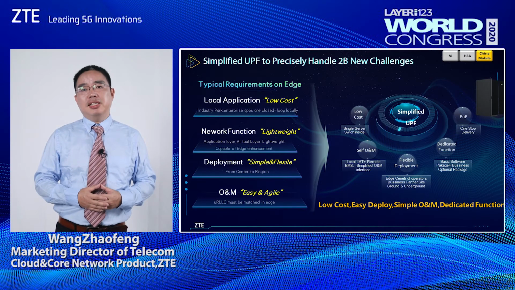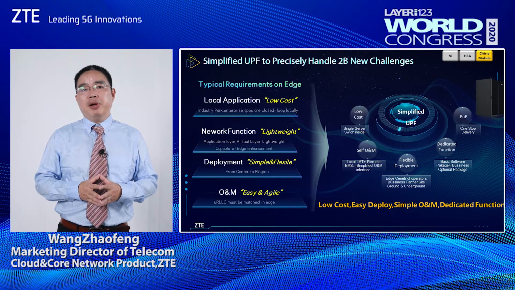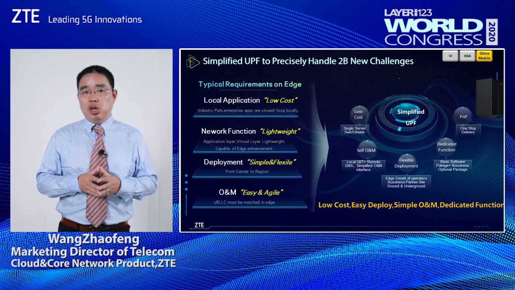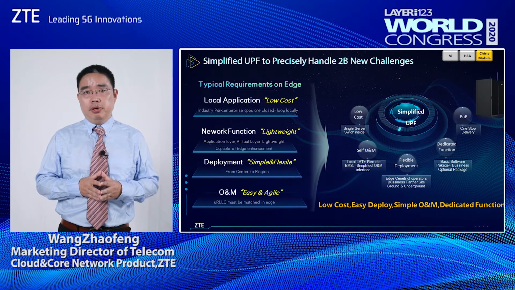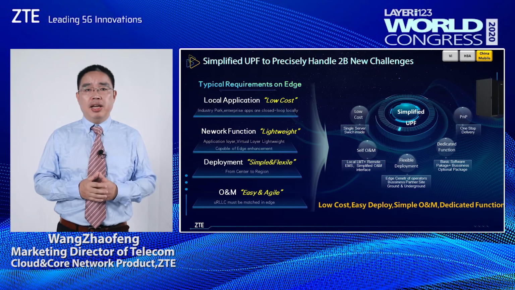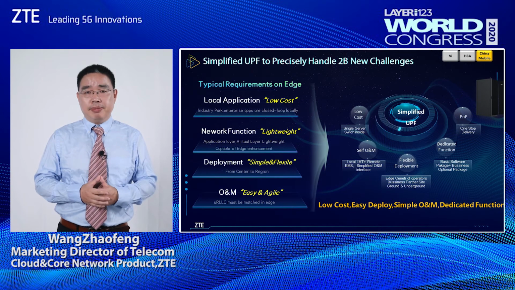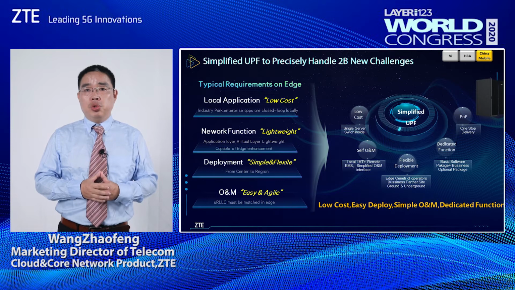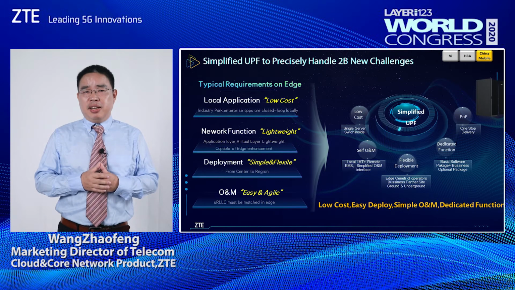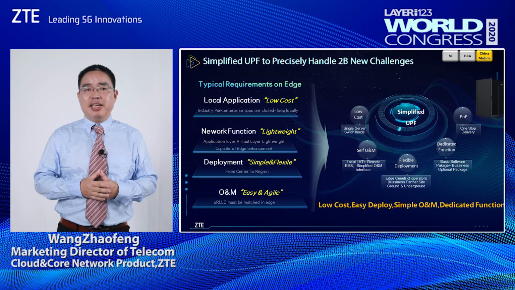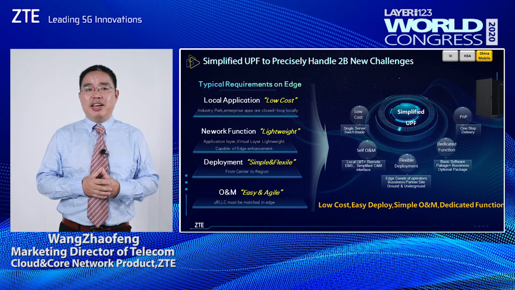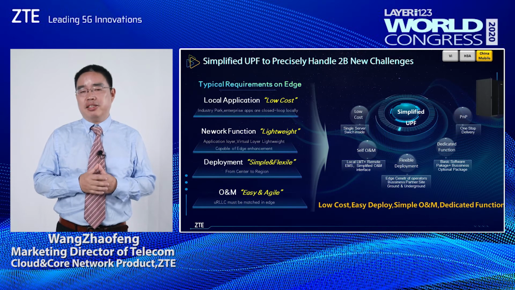To sum up, ZTE's simplified UPF solution can help enterprises and industry park users to use their applications in a local closed-loop process, and provide low-cost and professional 5G industry services with reliable products. Further, it improves the competitiveness of space and costs to meet the diverse requirements of industry customers.